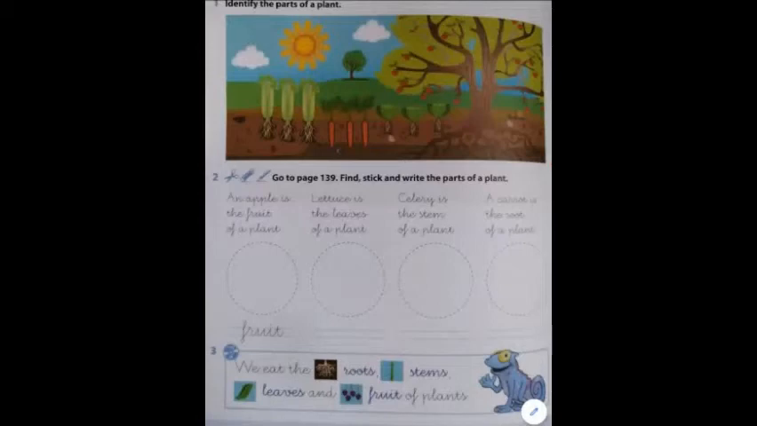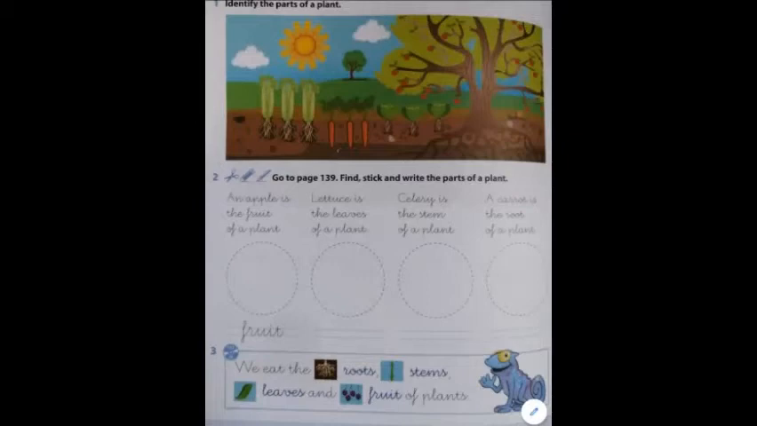Go to page 139. Find, stick, and write the parts of a plant. An apple is the fruit of a plant. Lettuce is the leaves of a plant. Celery is the stem of a plant. A carrot is the root of a plant.